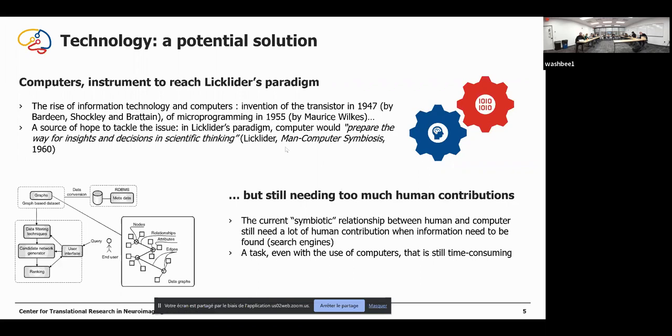in scientific thinking. But currently, we are still using the computing capability that we have in a way that requires too much human contribution. For instance, we use a lot of search engines that rely on keywords, and being able to find the right keyword to use is not an easy task. So the current symbiotic relationship is not really good, and it is still a time-consuming task.